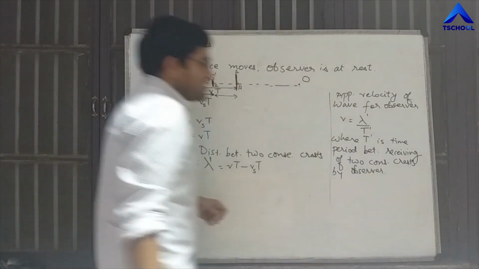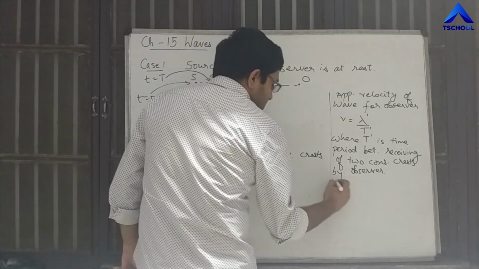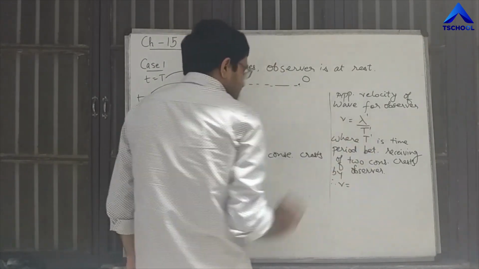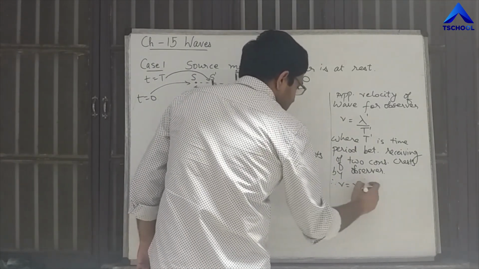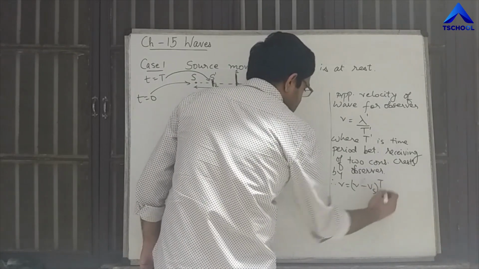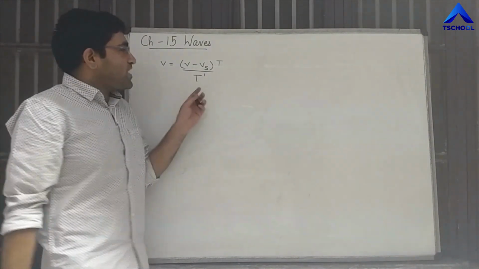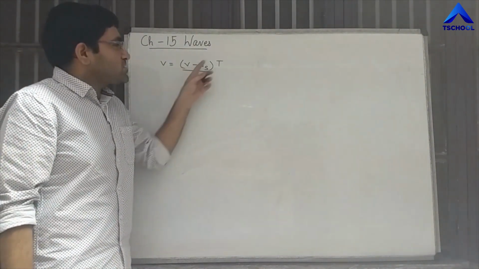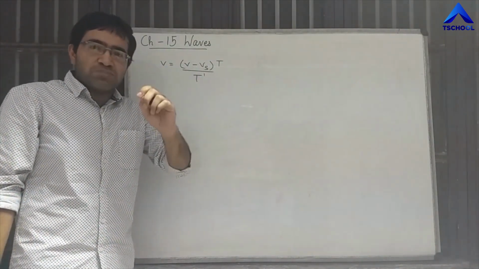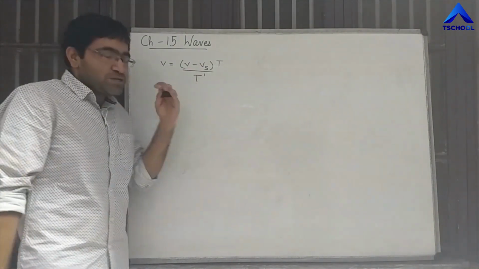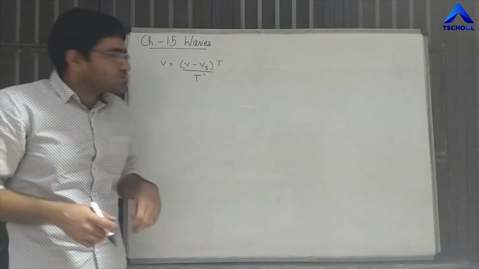Okay, now with that done, let's put these values in. So V is equal to lambda dash by t dash. The lambda dash value is V minus Vs, T is common, divided by T dash. So V is equal to (V minus Vs) into T upon T dash, where capital T stands for the true time period of the source, and T dash is the time period between the observer receiving two crests.